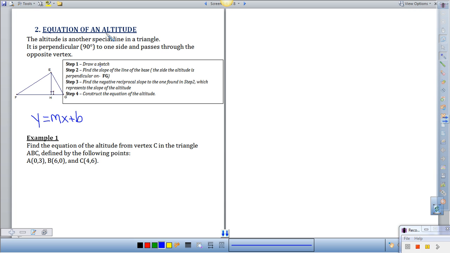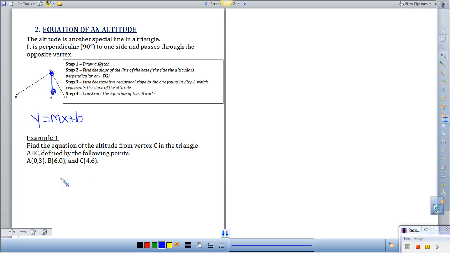Now, what does an altitude mean? An altitude is a very special line in a triangle. It connects the vertex of that triangle, in my example E, and it's perpendicular on the opposite side. So in this case, the altitude EH is perpendicular on the opposite side, or FG. So let's see, what are the necessary steps to find the equation of an altitude?